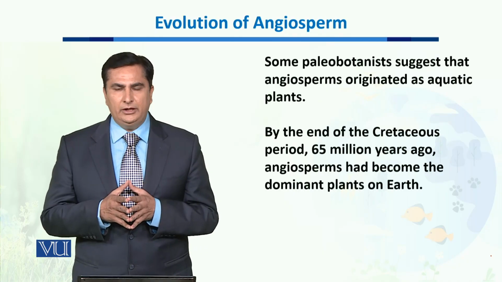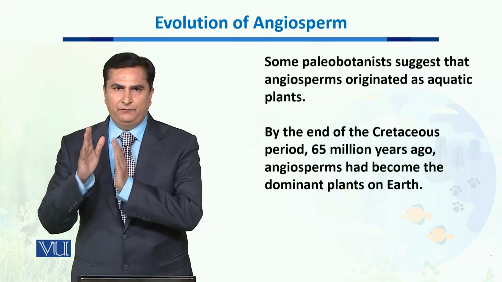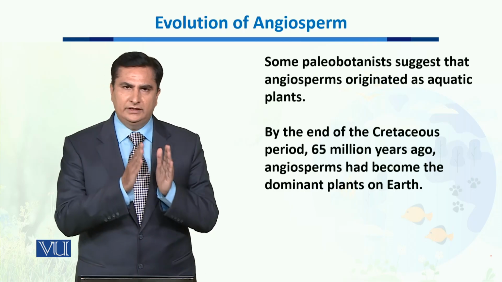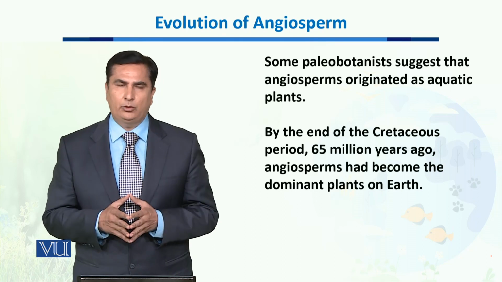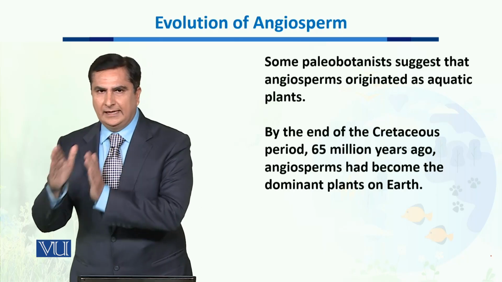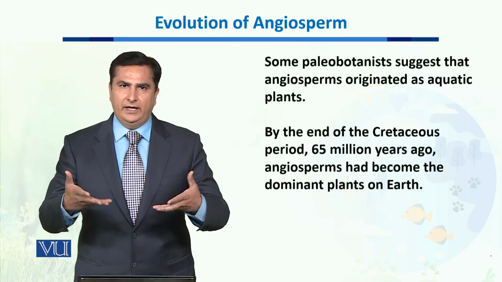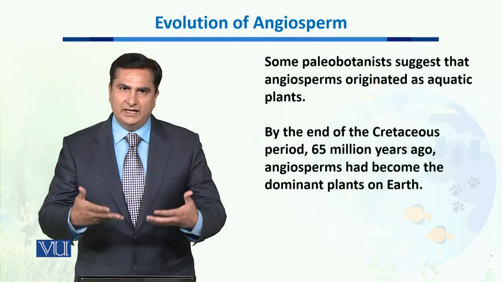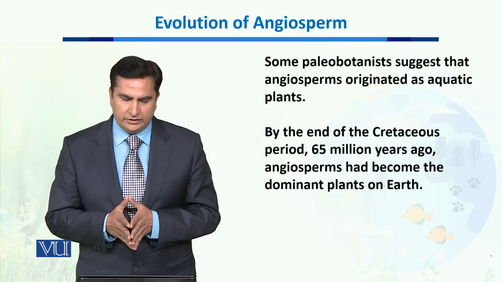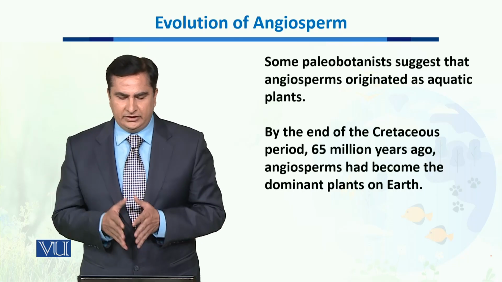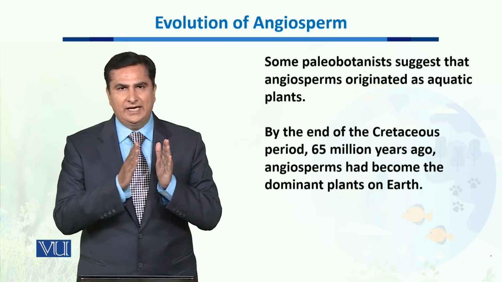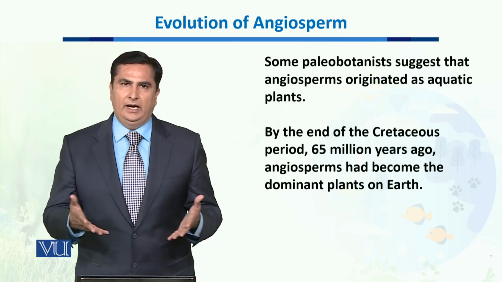Now, some paleobotanists, who study the fossils of plants, suggest that angiosperms originated initially as aquatic plants. From the aquatic environment, they moved to the land and they adapted very quickly to the conditions of terrestrial ecosystems. By the end of the Cretaceous period, about 65 million years ago, angiosperms had become the dominant plants on Earth.